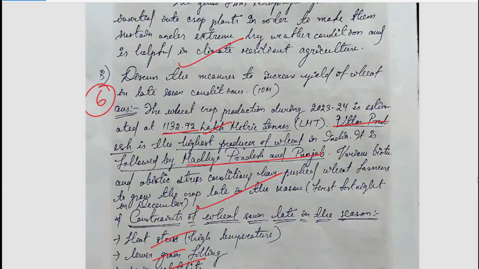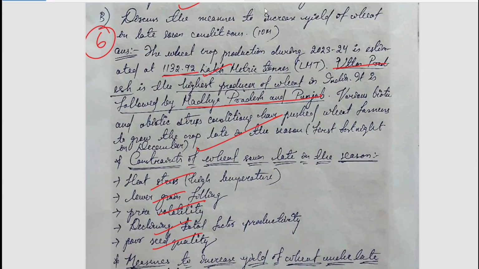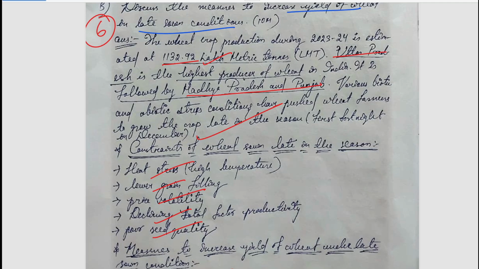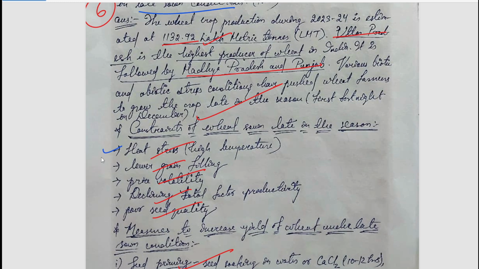Now let's move to the second question. The second question is, discuss the measures to increase yield of wheat in late sown conditions. Obviously, there are various constraints for wheat in the late sown season. Obviously, heat stress, because when wheat is sown late, it is generally harvested late. It touches March to April. So what happens during this March to April time? You will see that the temperature, especially in North India, is rising. So it puts heat stress on the wheat, which reduces the production of wheat. That is why heat stress is a major problem.